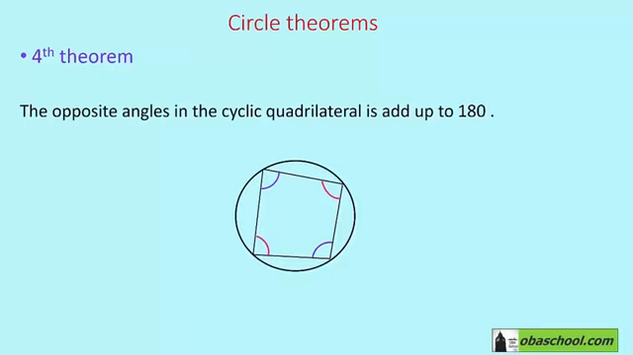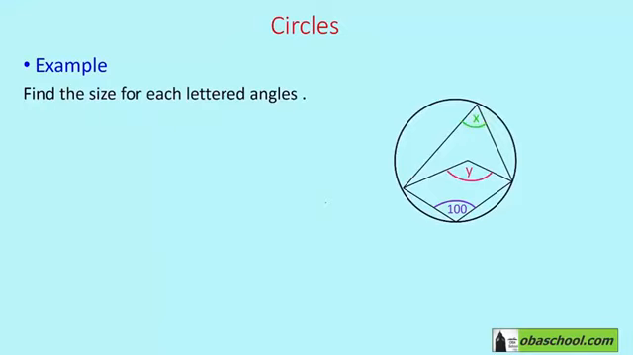So, this figure inside the circle is called a cyclic quadrilateral. It is a quadrilateral shape but is not a perfect square or rectangle. One of the properties of this shape is that the opposite angles inside this shape have a total of 180. So these two blue angles add up to 180 degrees and these pink angles also add up.